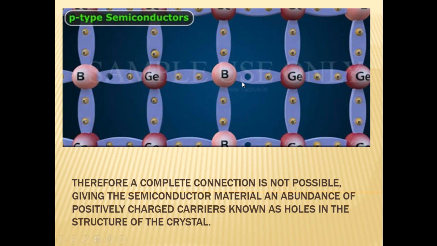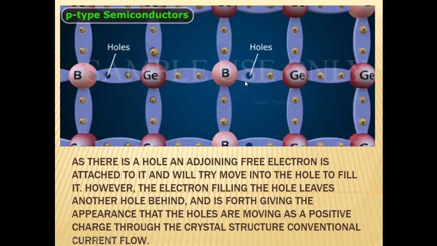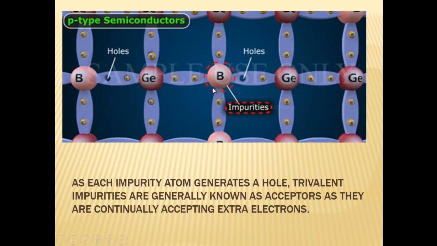As there is a hole, an adjoining free electron is attracted to it and will try to move into the hole to fill it. However, the electron filling the hole leaves another hole behind, and so forth, giving the appearance that the holes are moving as a positive charge through the crystal structure. Conventional current flow. As each impurity atom generates a hole, trivalent impurities are generally known as acceptors, as they are continually accepting extra electrons.